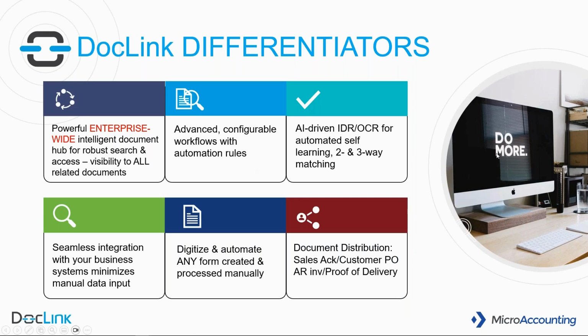So think about the differentiators. I wanted to keep the ball rolling and keep us on time. We have an enterprise-wide intelligent document hub for that robust searching. When we look at the rules, we allow them to be very configurable, so you, the team at Micro, the team at DocLink, whoever, can set up those rules for you. That AI-driven combination, being able to do the 2- and 3-way match, is something that differentiates us, and really thinking about digitizing your documents.